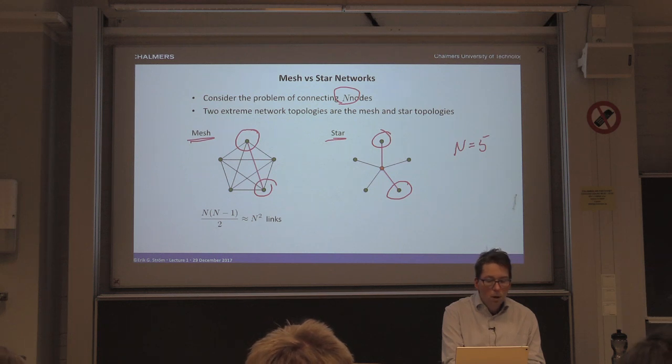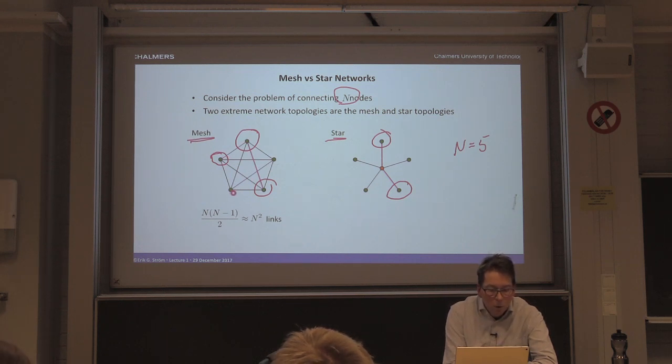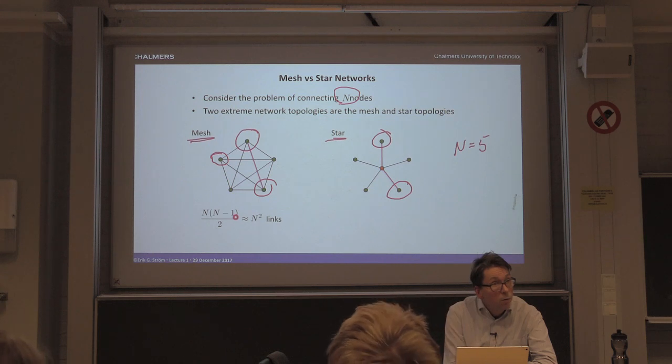Okay, and it's not so hard to understand that this is true. If we take one particular node here and count the number of links that go out from that node, it is 1, 2, 3, 4, which is n minus 1. So for each node, we need n minus 1 links. And if we count all of them, we get n times n minus 1. But then we have counted all links twice, so we need to divide by 2. And therefore, we get this formula. But anyways, n squared is how this scales with the number of network nodes.